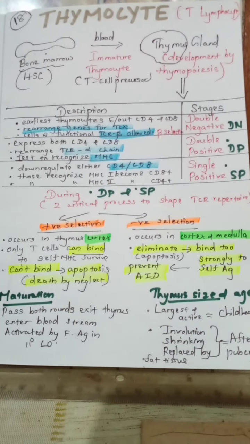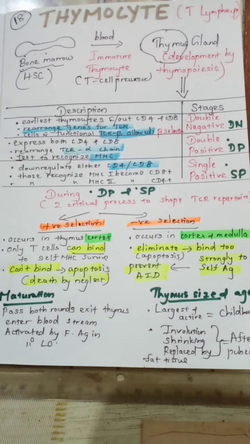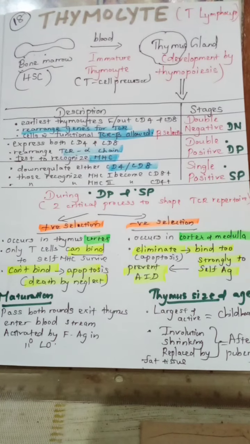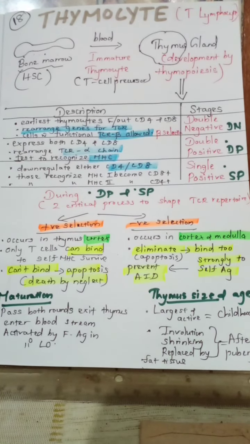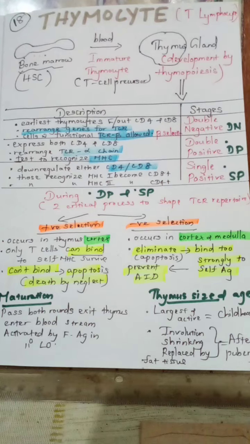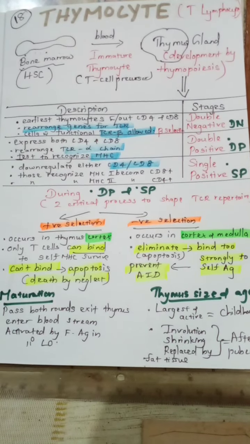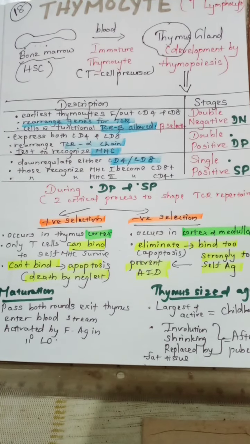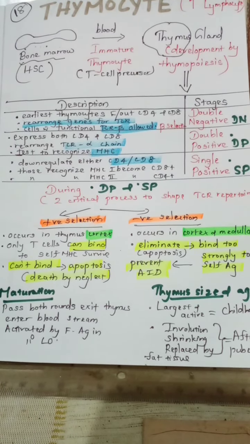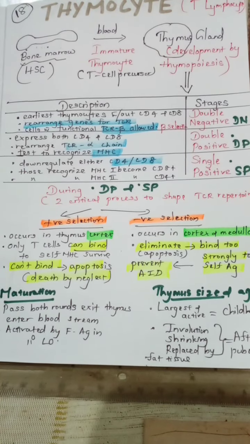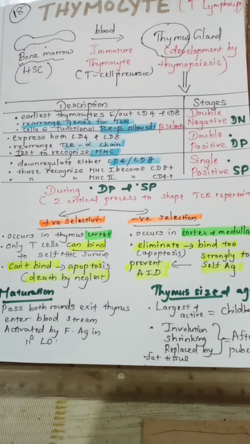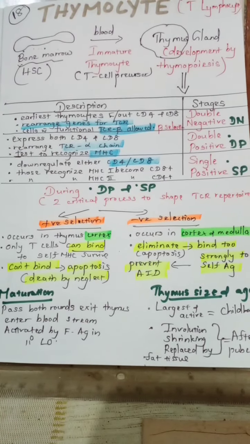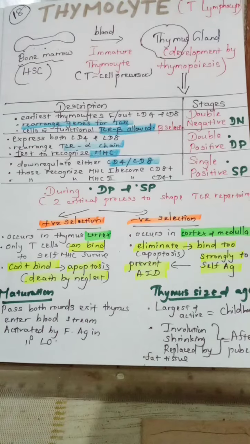This process occurs in three stages, namely double negative, double positive, and single positive. So, what happens in each of these stages? Well, at the double negative stage, the thymocytes are at the earliest stage, so there is no differentiation yet as to whether it is a T helper or a T cytotoxic cell. The TCR, that is the T cell receptor genes, are rearranged, and there is a beta selection process where only cells with a functional TCR beta are allowed to survive.